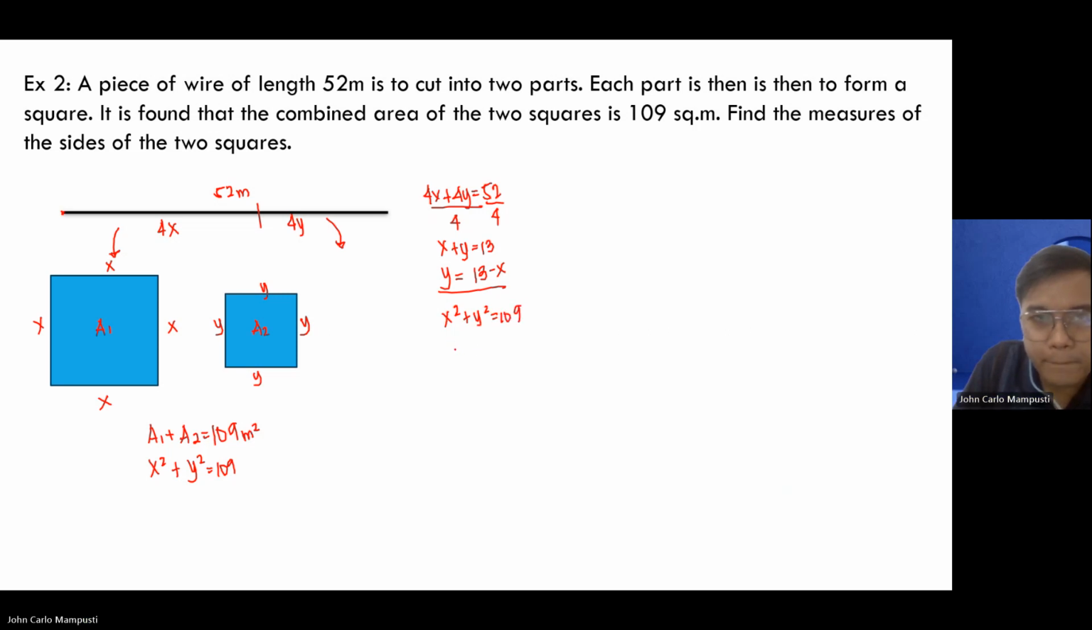Therefore, since y is equal to 13 minus x, x squared plus (13 minus x) squared is equal to 109.